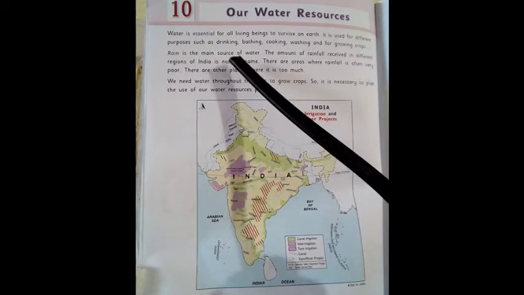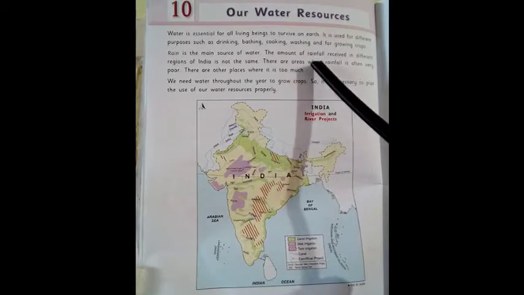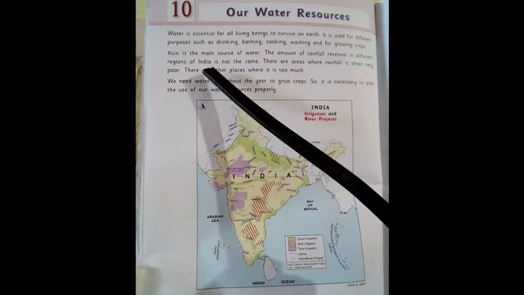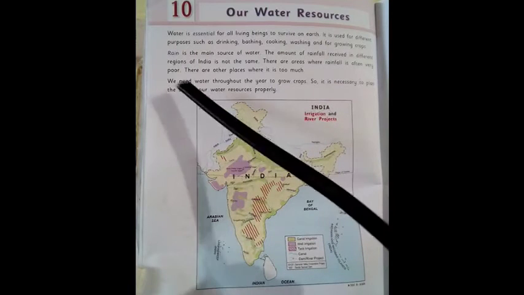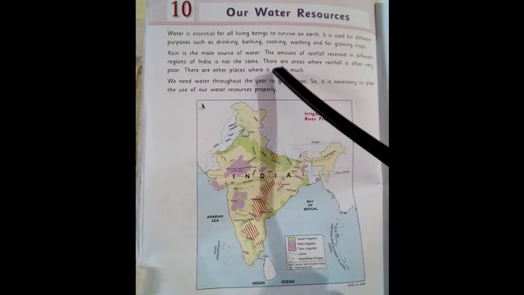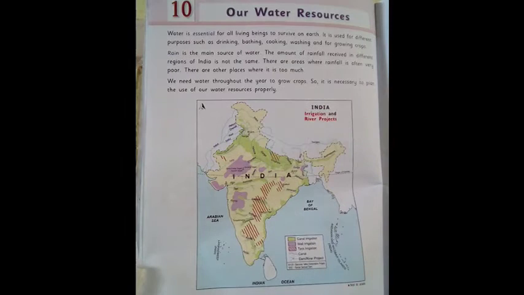Rain is the main source of water. The amount of rainfall received in different regions of India is not the same. There are areas where rainfall is often very poor. There are other places where it is too much.